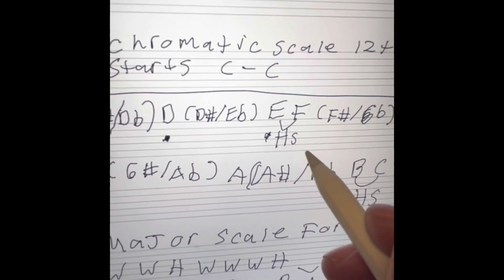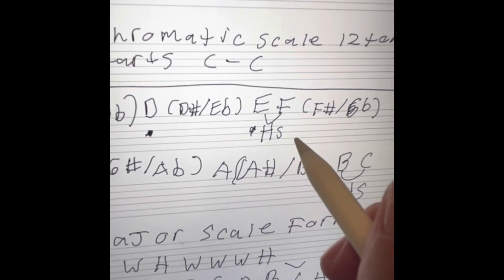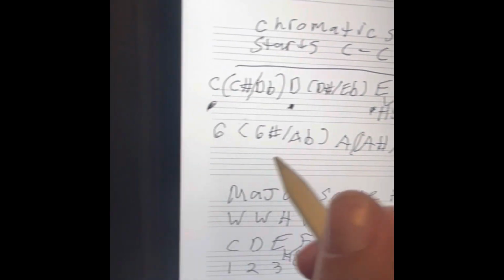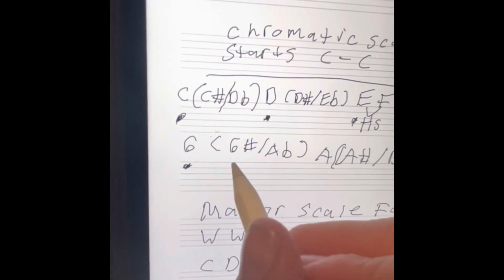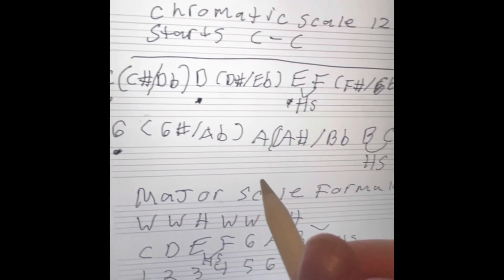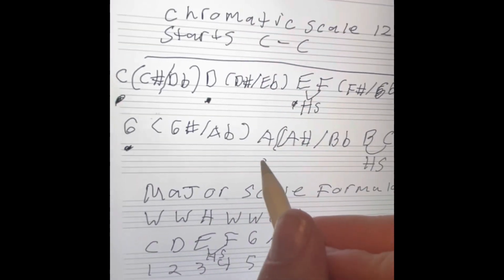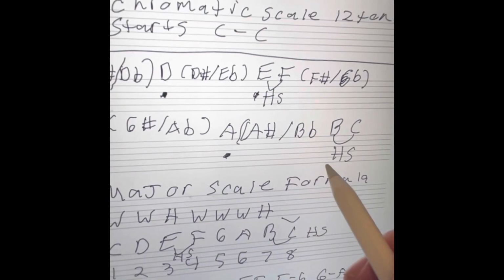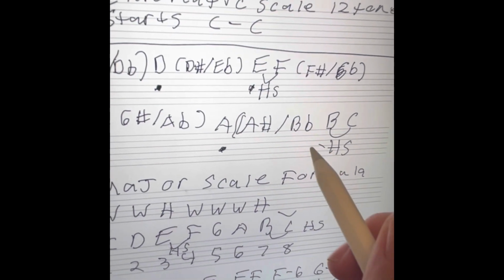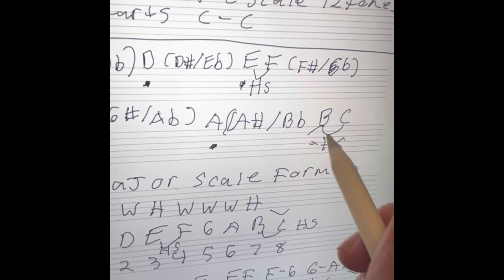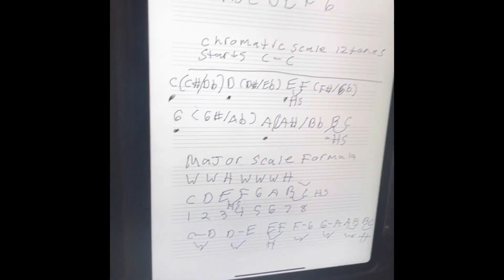then E to F. That's your half step. And then you want to go from F all the way to G. That's your other whole step. Then we want to skip that G sharp there, and we want to go G to A. That's your other whole step. And then we want to go A to B, which is your other whole step. And then B to C, of course, is your half step.